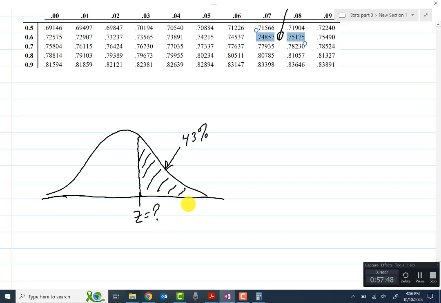So I'm giving you 43% as the shaded region. What is the value of z?